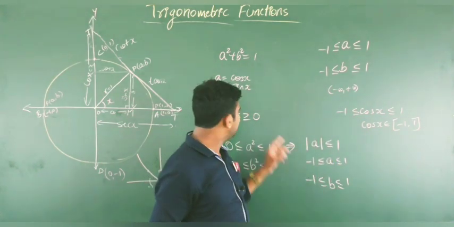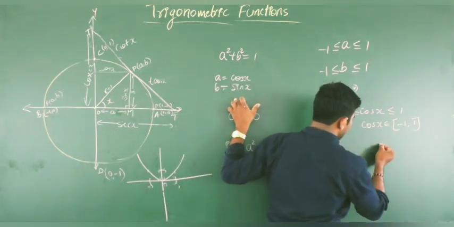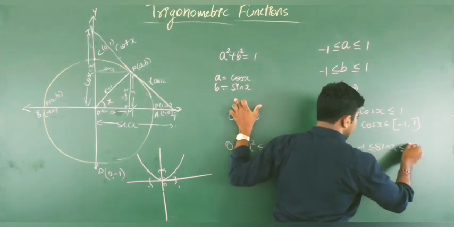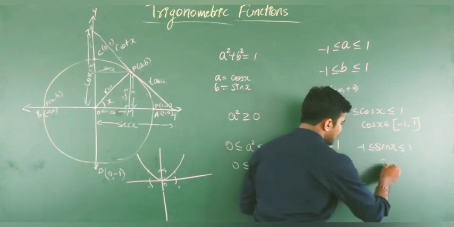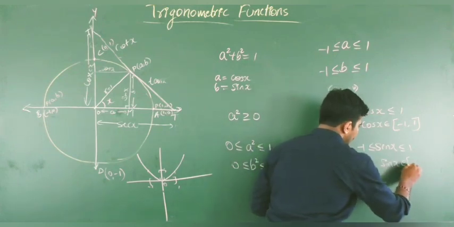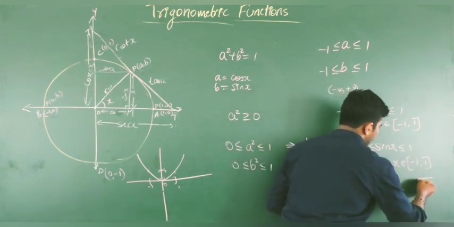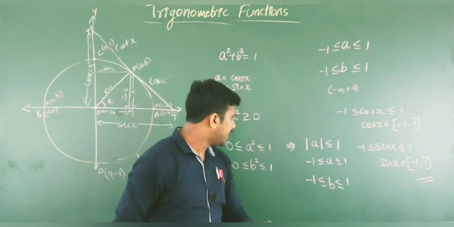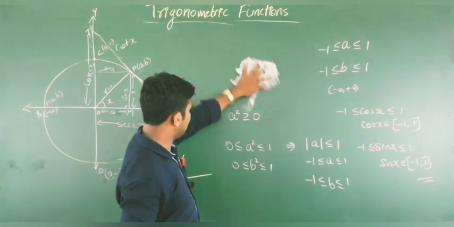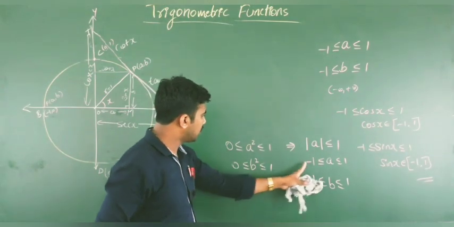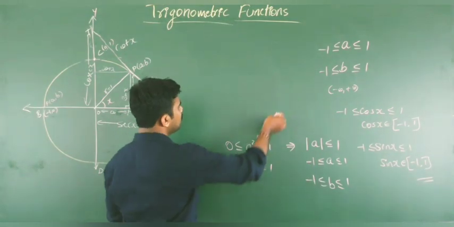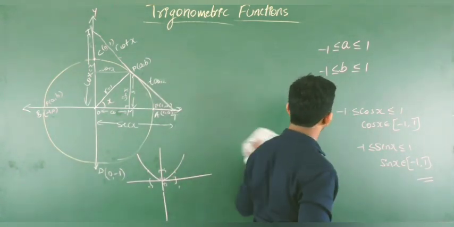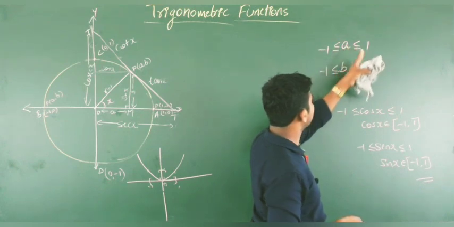Similarly, b means here sin x. So sin x is also greater than or equal to -1 and less than or equal to 1. So sin x belongs to the closed interval -1, 1. Okay, so you got the value of cos x and sin x. And you know the reciprocal. If you do the reciprocal here, we have -1 less than or equal to a less than or equal to 1.